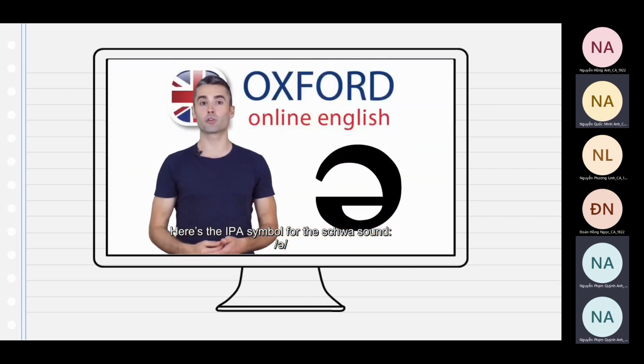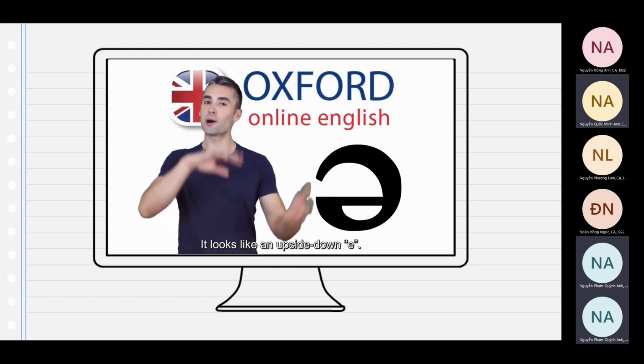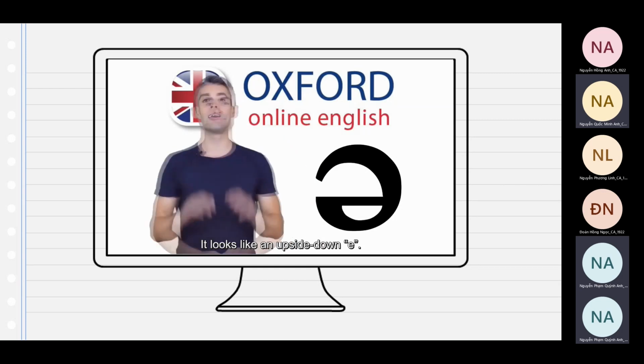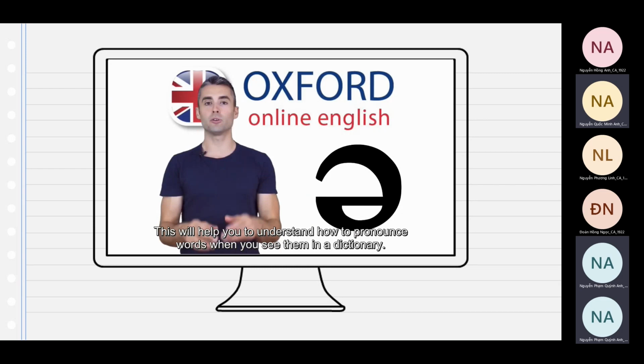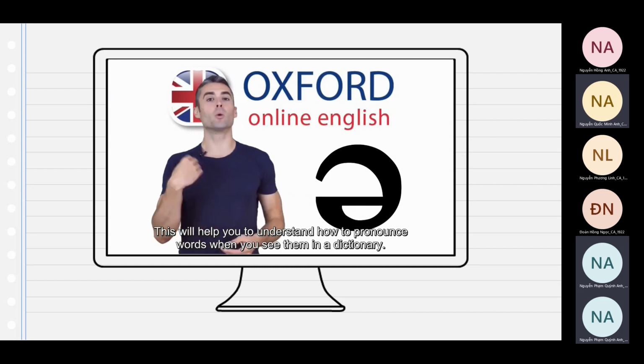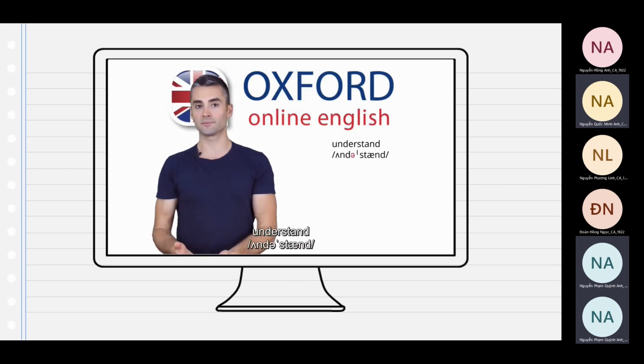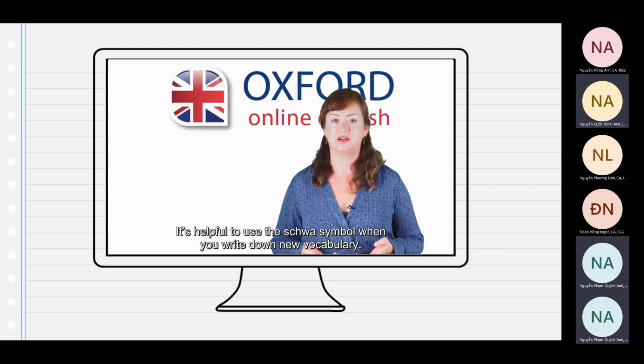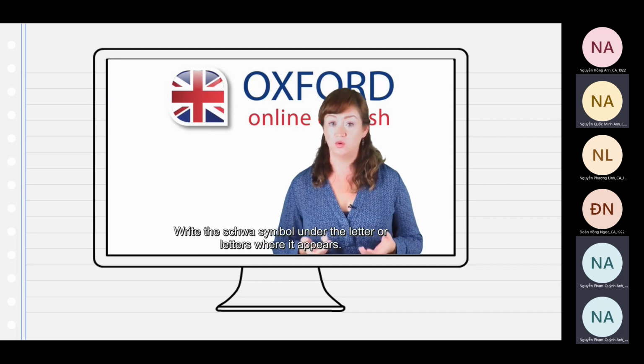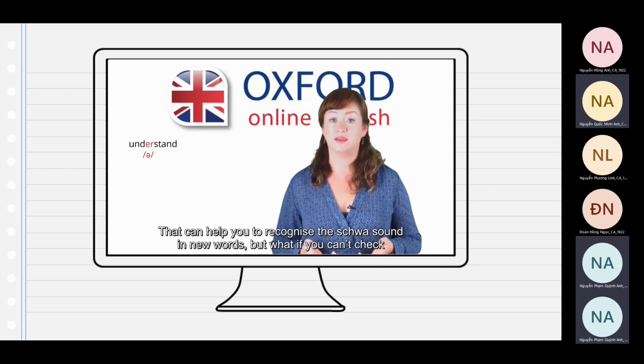Here's the IPA symbol for the schwa sound. It looks like an upside-down E. This will help you to understand how to pronounce words when you see them in a dictionary. For example, understand. It's helpful to use the schwa symbol when you write down new vocabulary. Write the schwa symbol under the letter or letters where it appears, like this. Understand. That can help you to recognise the schwa in new words.